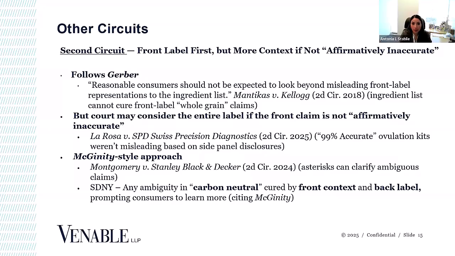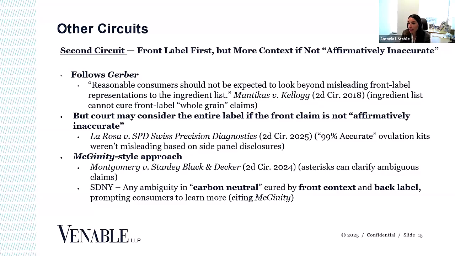Yeah, so the Ninth Circuit continues to be the hotspot for these class actions, but we are seeing a lot of them filed in New York. And this is largely due to New York's hefty statutory damages on consumer protection claims. I'll try not to get too bogged down in all this case law since we're running a little short on time. But basically in the Second Circuit, we're seeing a similar approach as Gerber. Reasonable consumers are not expected to look to the back label to correct a front label misrepresentation. And that's going to be the law really in every circuit that we're seeing.